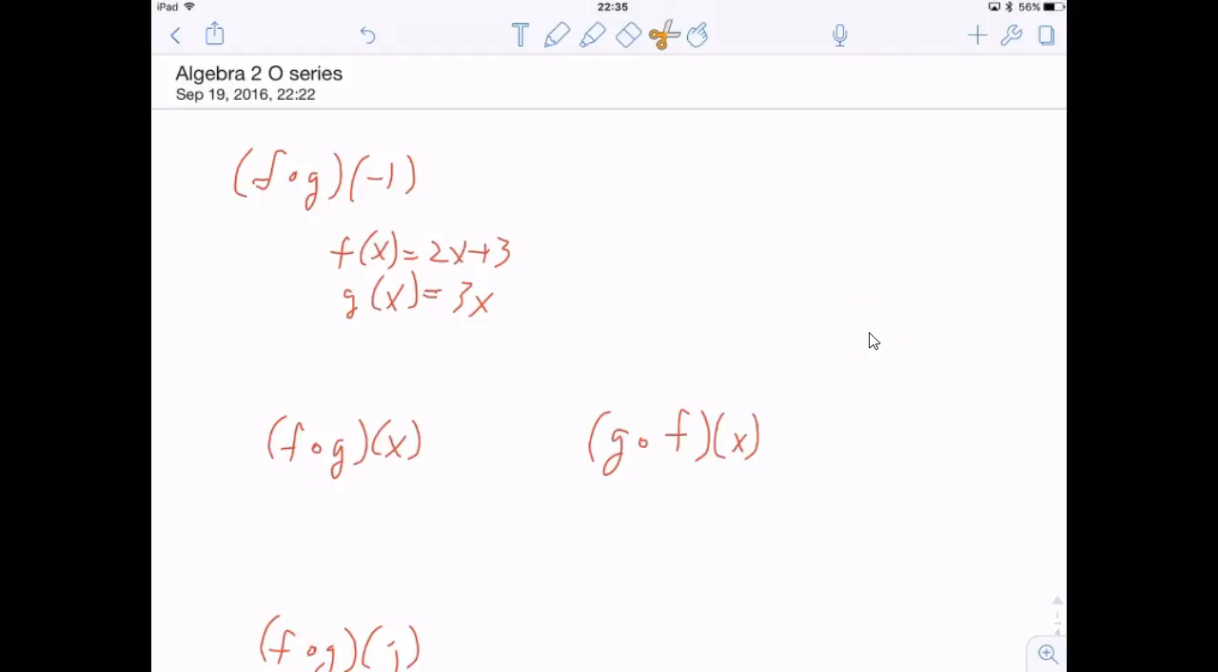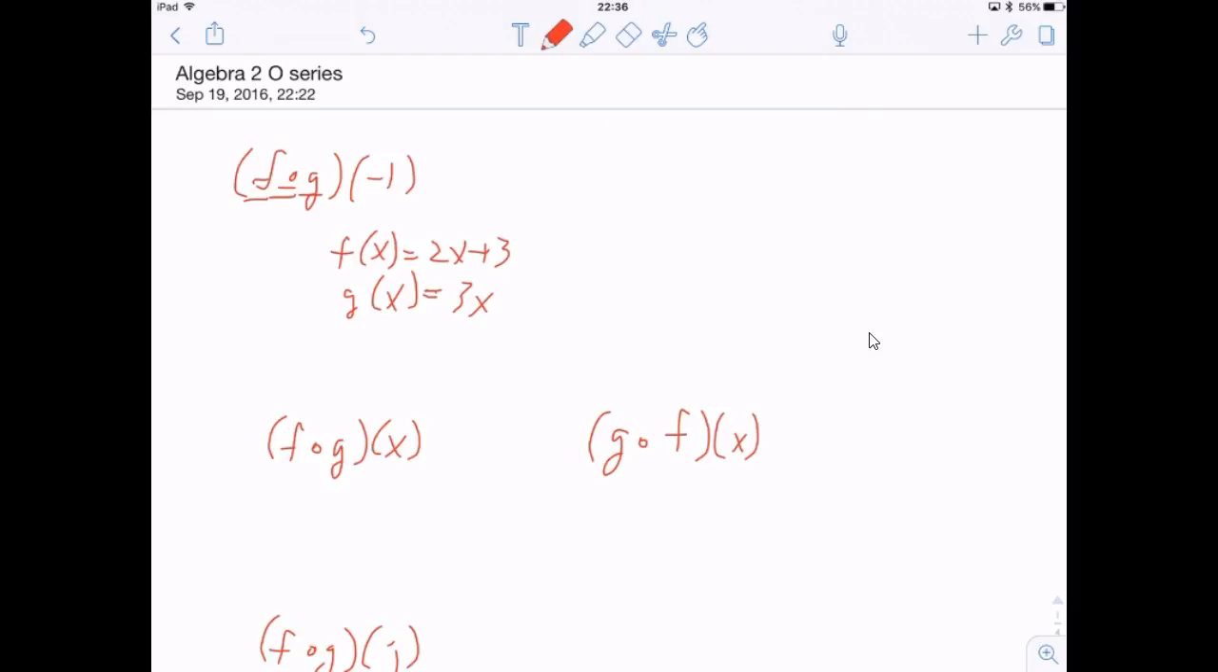This video is to show you how to do the O series on IXL for Algebra 2. First of all, we have a notation here, which is a little circle between two function names. And this little circle means follows. So, for example, if I say f follows g, then that means we do the g operation first, and then we do the f operation on what comes out of the g.